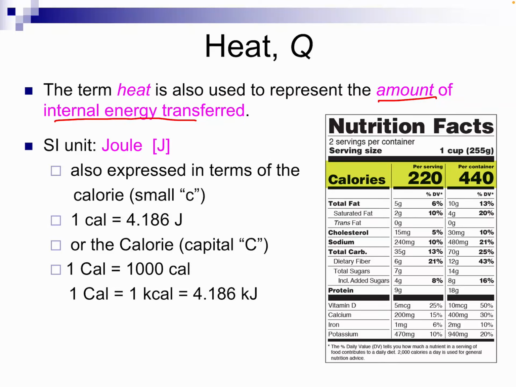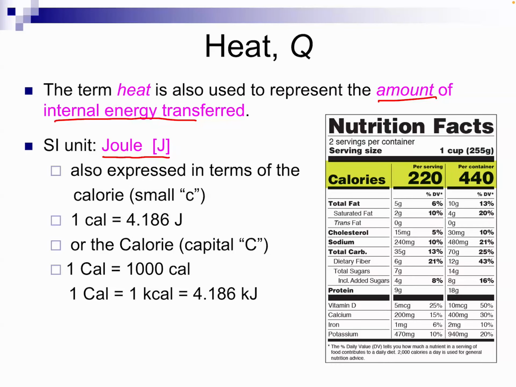So since it measures the amount of energy that's transferred, let's look at the units for heat. The SI unit is the joule. It's the same unit as energy, like kinetic energy or potential energy, because heat itself is energy, right? It's the amount of internal energy that's transferred from one object to another. So its SI unit is the joule.